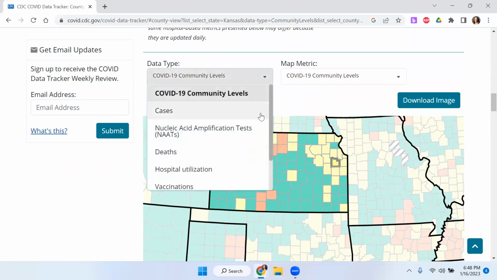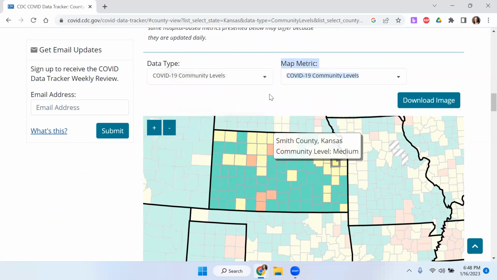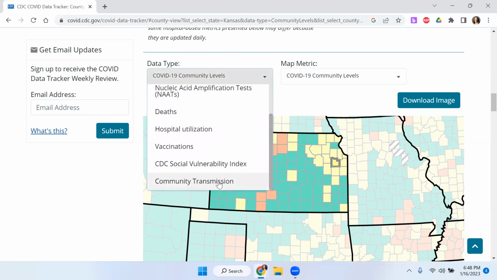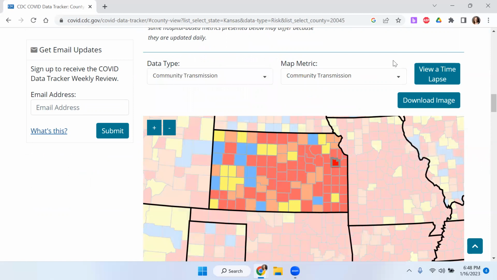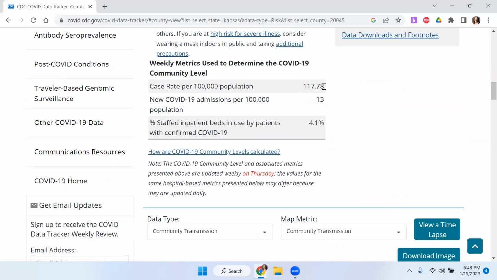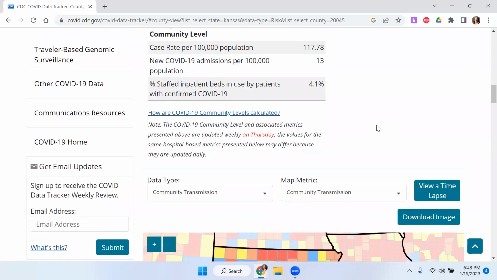We can map that by changing the default on the map from COVID-19 community levels. We want to change that to community transmission. Community transmission is slightly different than the case rate. It's a combination of case rate plus the percent of people who are testing positive, but it's the closest way we have of mapping this number.